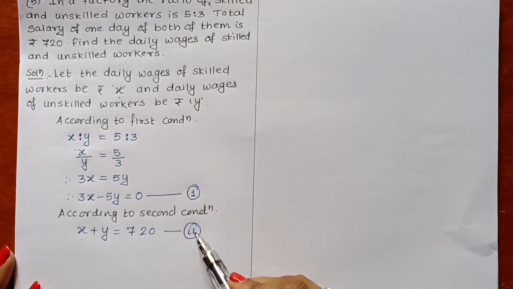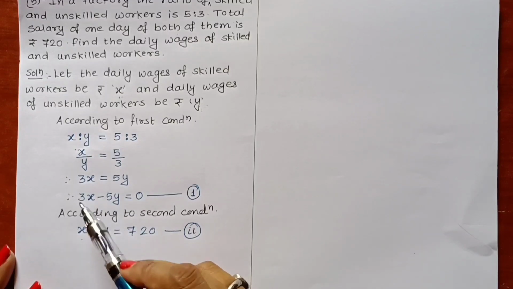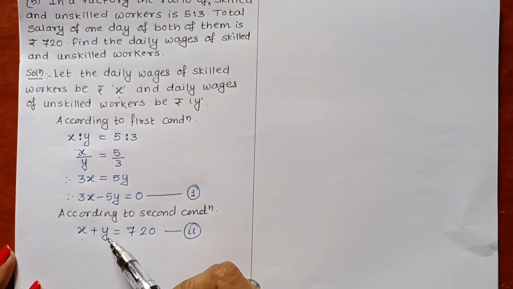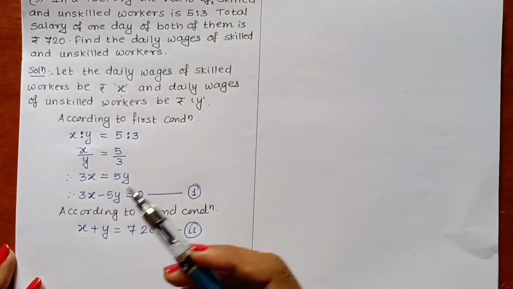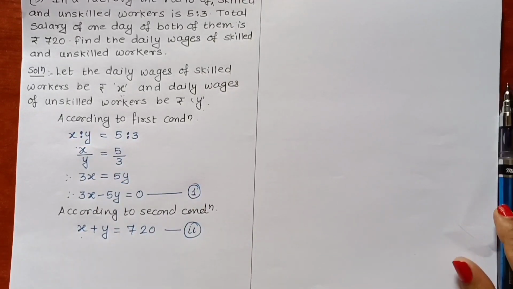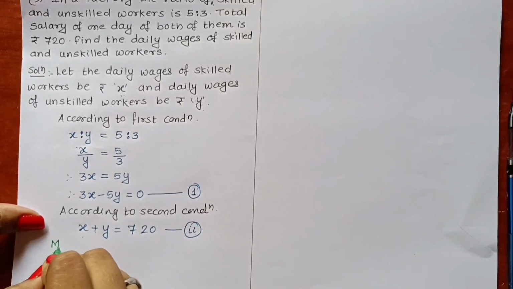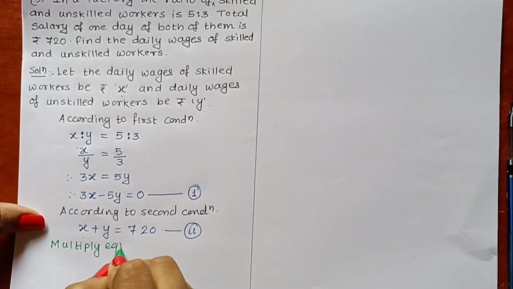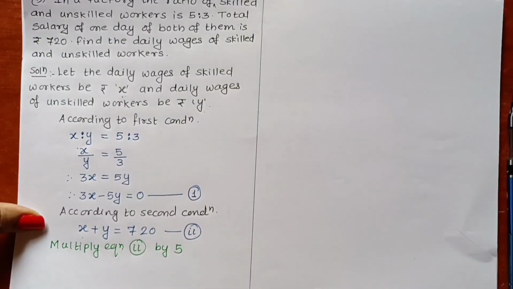So what will we have to do? We will have to multiply equation 2 by 5. Either we can multiply by 5 or we can multiply by 3, but it is always comfortable if you multiply by 5 and equalize the coefficients of Y. So let us equalize the coefficients of Y by multiplying equation number 2 by 5. So multiply equation 2 by 5. What will we get?